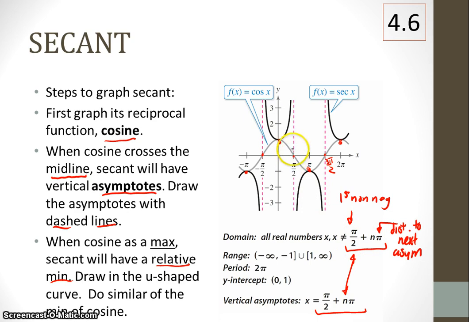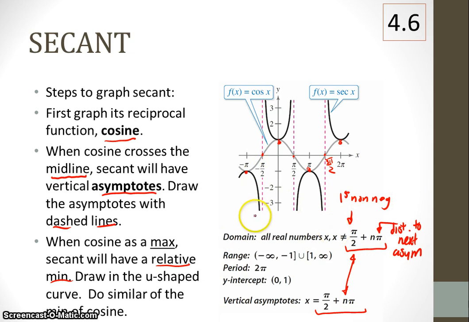We're going to add to pi over 2. So we're going to do pi over 2 plus 1 pi, plus 2 pi, plus 3 pi. We're going to keep adding multiples of pi, and also negative multiples of pi. So pi over 2 minus 1 pi, minus 2 pi, minus 3 pi, because every pi there's going to be an asymptote. So that's how you write the equation for the vertical asymptote, and the domain would be all real numbers except for wherever there's an asymptote.